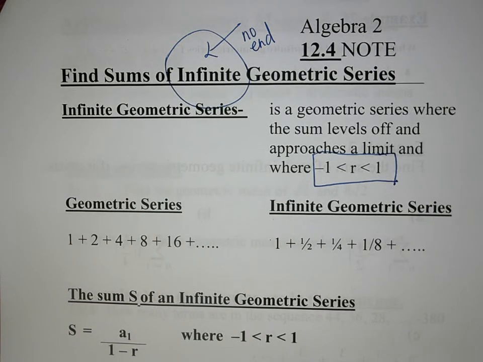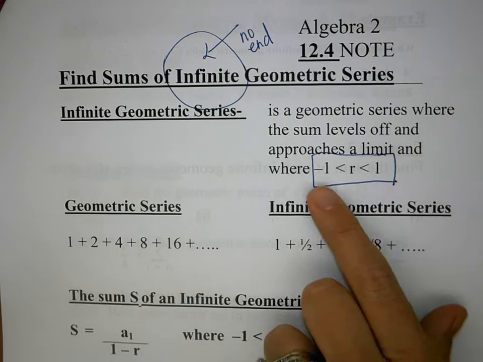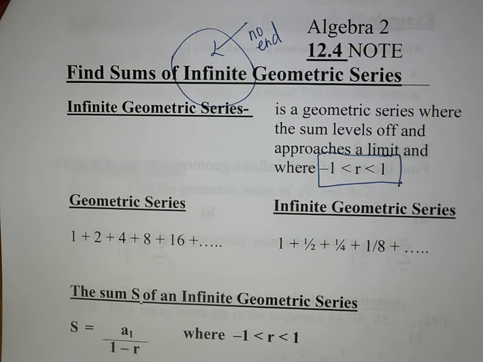So what happens is, when your ratio is in between -1 and 1, that means it's a what? It could be 0. It's a fraction. It's either a negative or positive fraction. So it's going to approach an answer. That's why we can find a sum. When it's going on forever, it's going to get really close to an answer. If it's larger than 1 or smaller than -1, then it's going to keep getting infinitely bigger. But if it's a fraction, it's going to approach an actual answer.